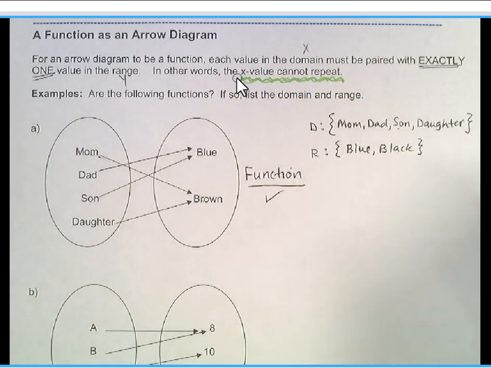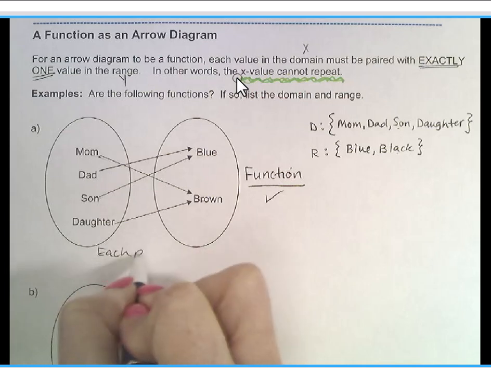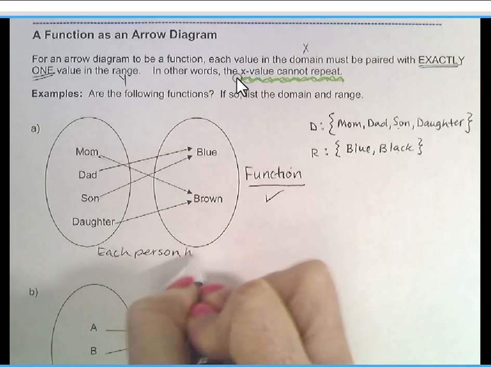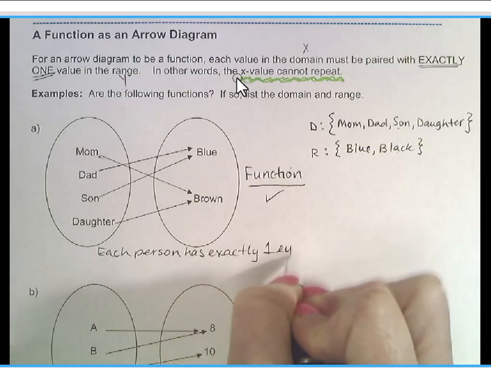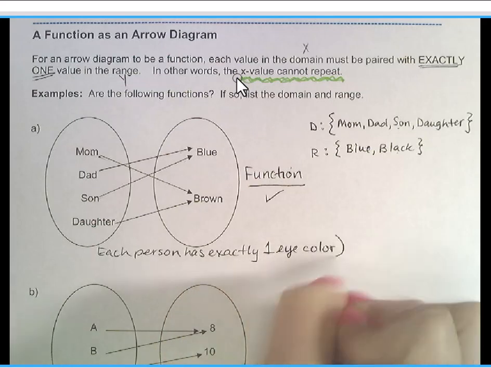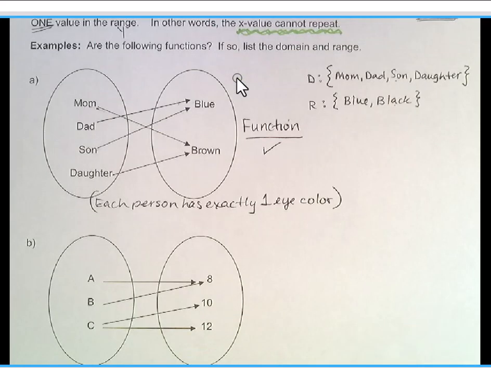So domain and range. I'll say each person has exactly one eye color. That's the reason why we said it was a function. But let's look at the next one.